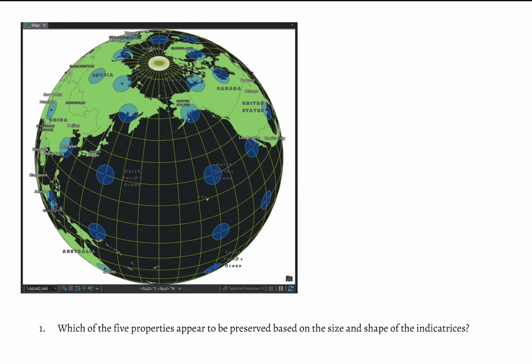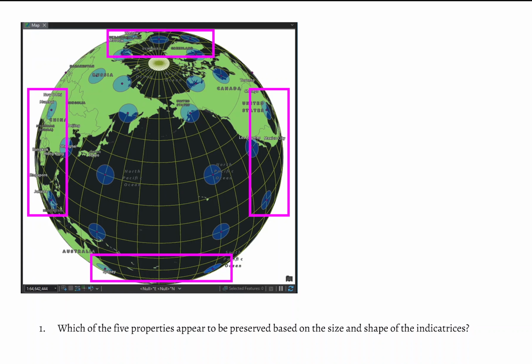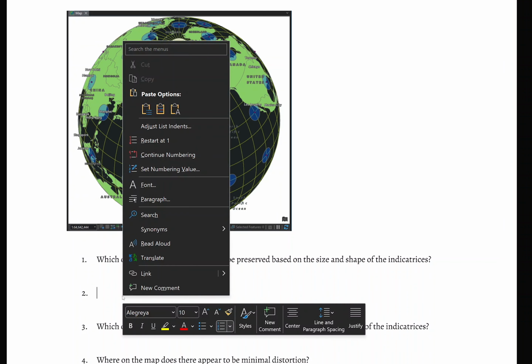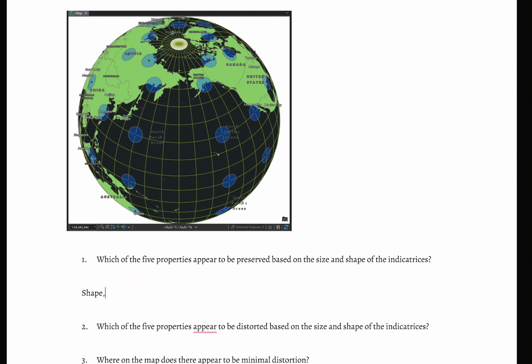Look at the map and think about the first question. Which of the 5 properties appear to be preserved based on the size and shape of the indicatrices? When I look at the world from space projection, I can see that most of the circles appear to be consistently shaped. It's only when you get to the edges of the map that these circles start to flatten out and distort in shape. So my answer here is that shape and area are preserved.